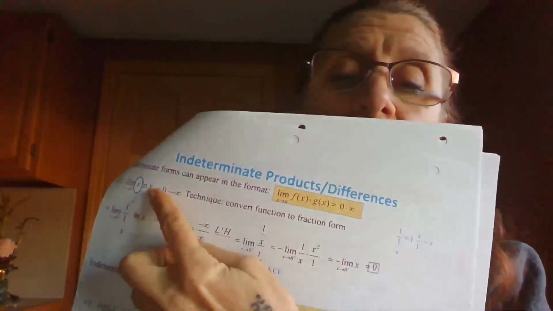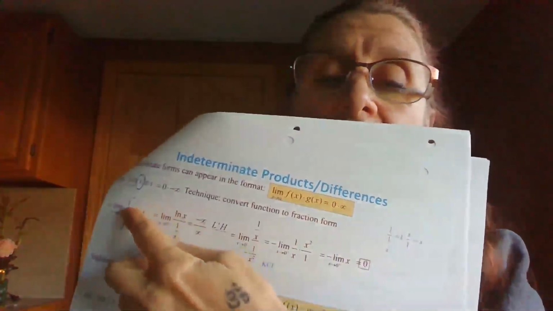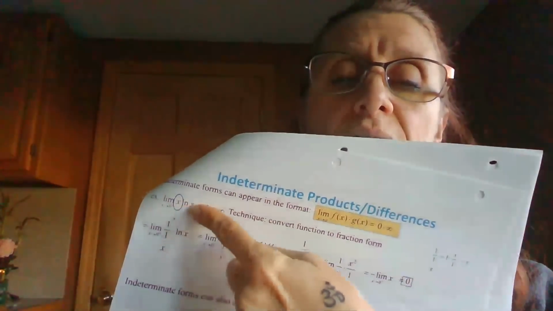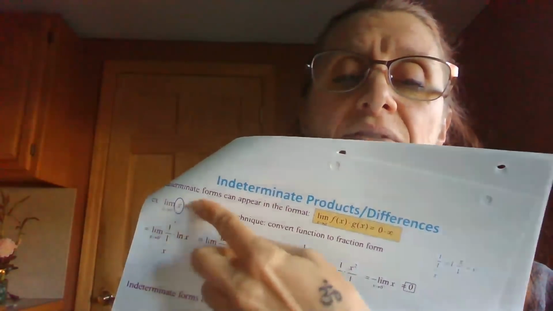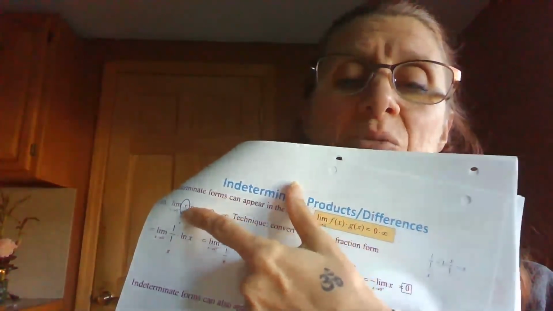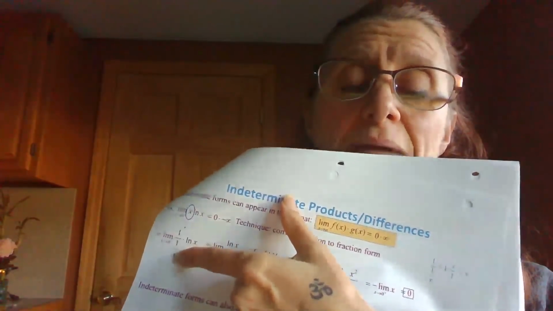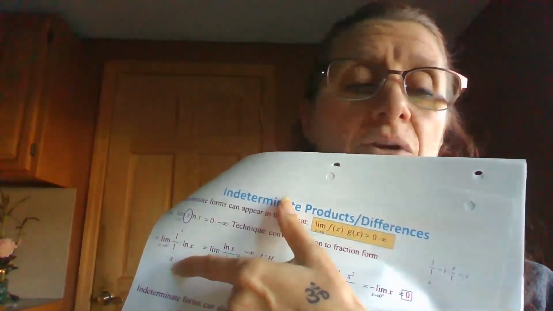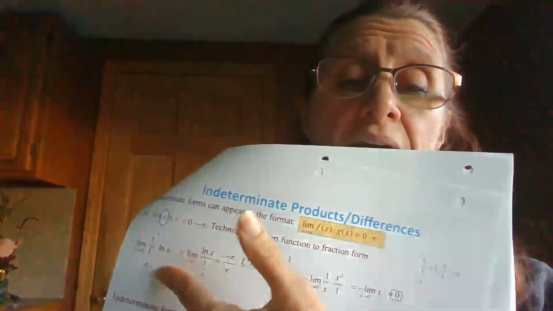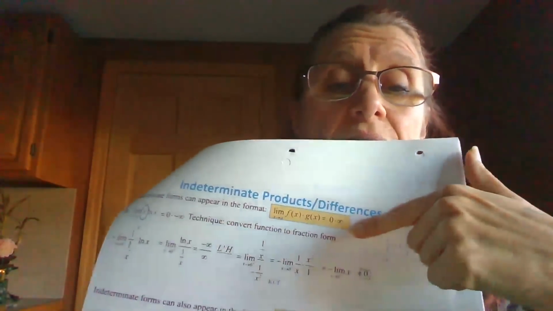So if you have something like 0 times infinity, or 0 times negative infinity, what you have to do is manipulate one of the pieces, because see how I have an F and a G, an F times G situation. You need to be able to take one of these and get it into the denominator using some algebraic manipulation, so that you have something over something, so you can use your standard L'Hopital's.